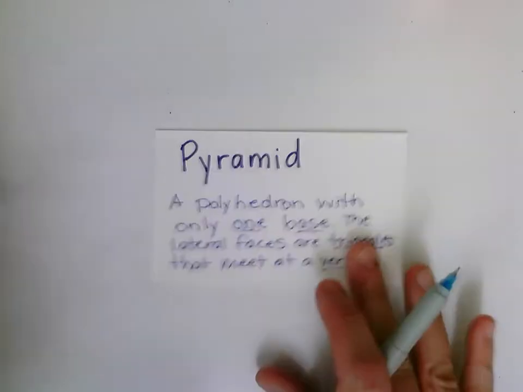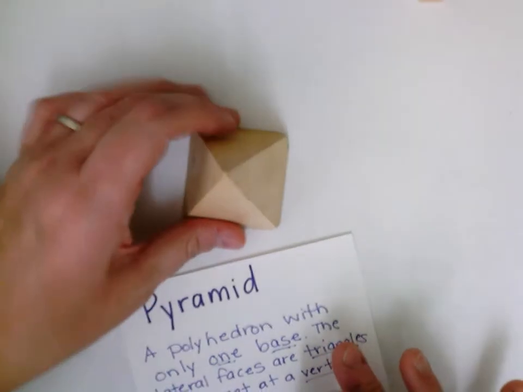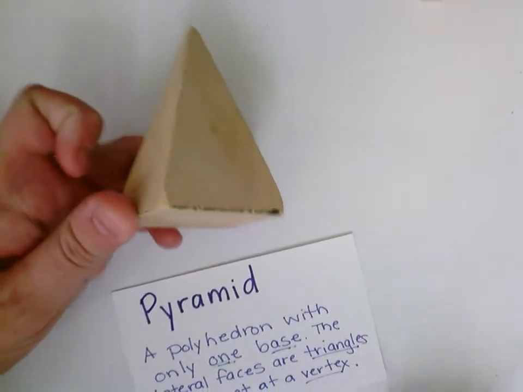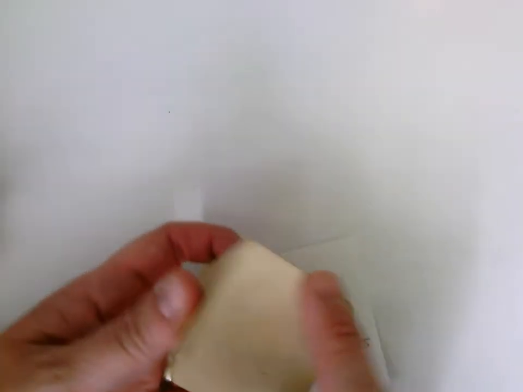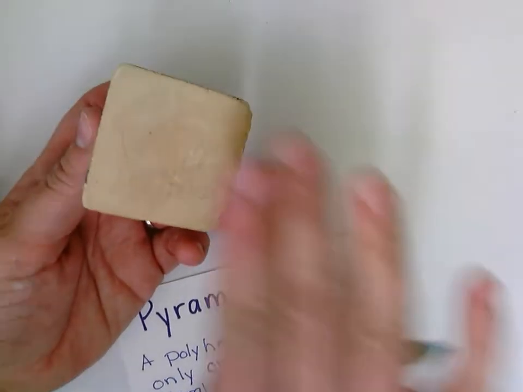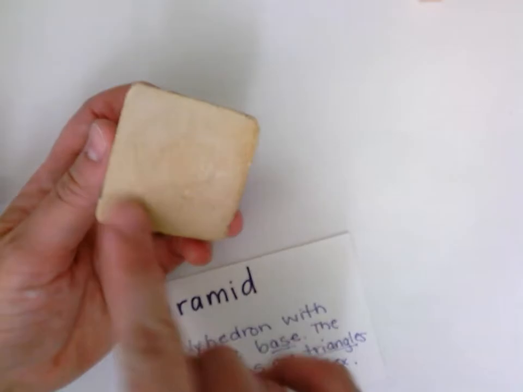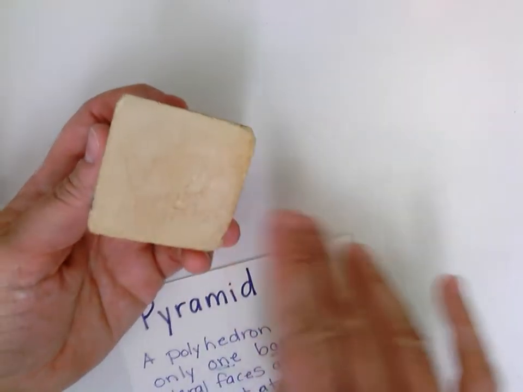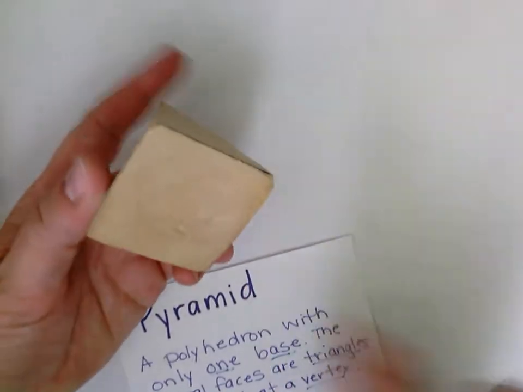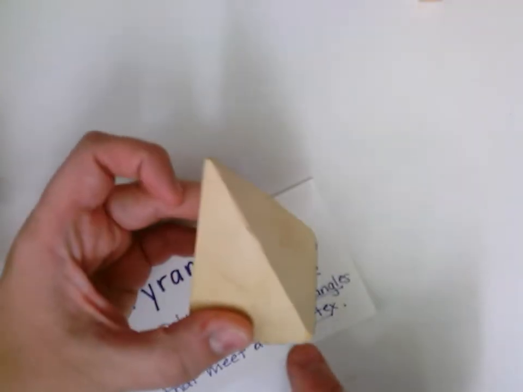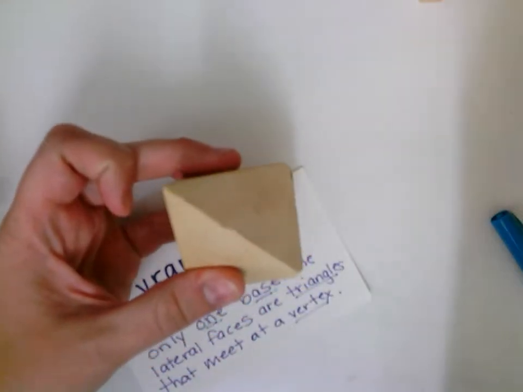So what am I talking about? Here's a pyramid. You can see it has one base. This pyramid's base is a square. The base of a pyramid could be any type of polygon. You could have a triangular base, a pentagonal base, an octagonal base. Doesn't matter. But there's one base because the other side doesn't have a base like our prism does.